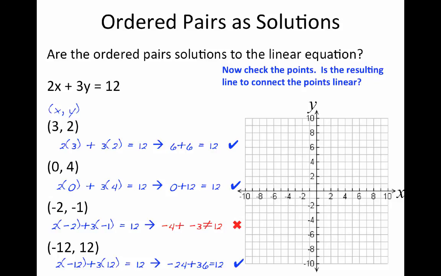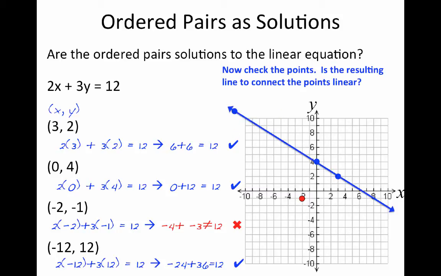One way to check your work is to graph the points and see if the resulting line connecting the points is linear. So first I'll graph the point (3, 2). There it is. Next I'll graph the point (0, 4). There it is. Let's go ahead and graph (-2, -1), and finally (-12, 12).